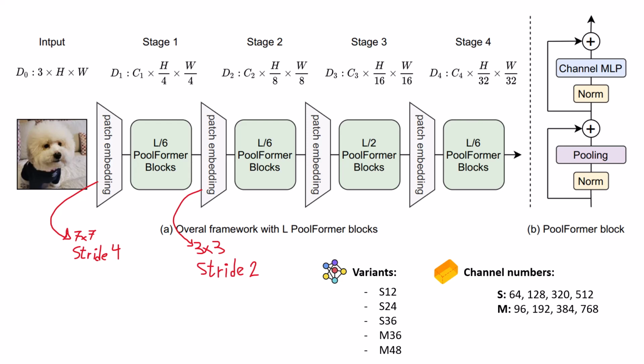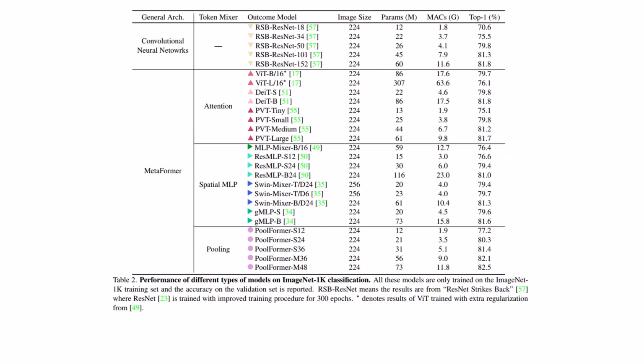The difference between small and medium is the number of channels. So for small, we start by having 64 as our initial channel number, and then we double it to 128. But for some reason, instead of using 256, they are using 320, and then again, they're using 512. But for the medium, they're starting with 96, and they're always doubling it as we go deeper and deeper in this neural network architecture. And by looking at the result, we can see how good the PoolFormer is.